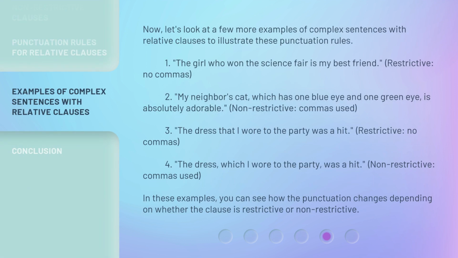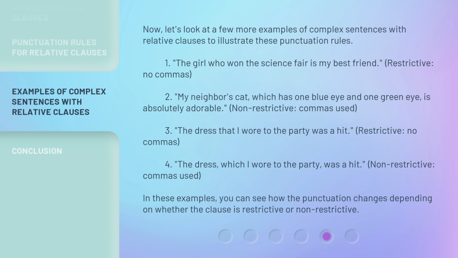Now, let's look at a few more examples of complex sentences with relative clauses to illustrate these punctuation rules. 1. The girl who won the science fair is my best friend. Restrictive. No commas. 2. My neighbor's cat, which has one blue eye and one green eye, is absolutely adorable. Non-restrictive. Commas used. 3. The dress that I wore to the party was a hit.